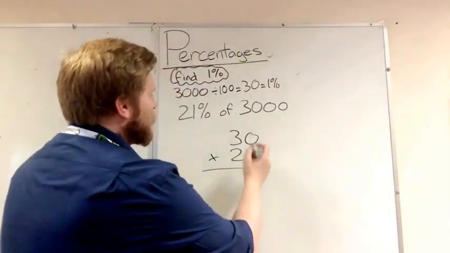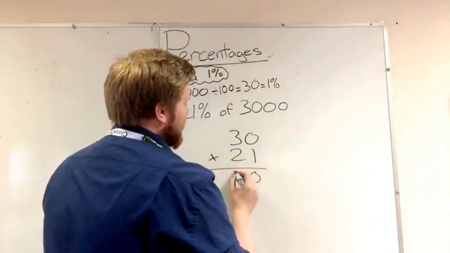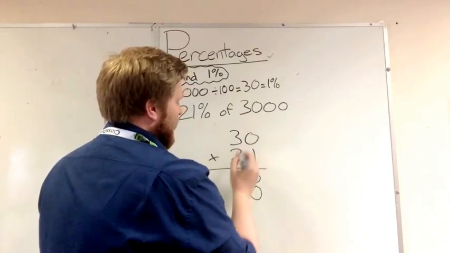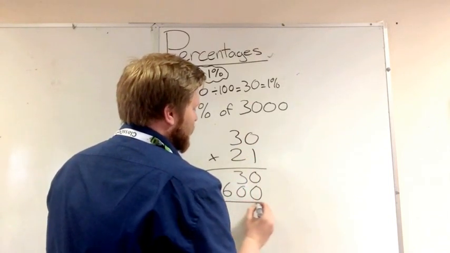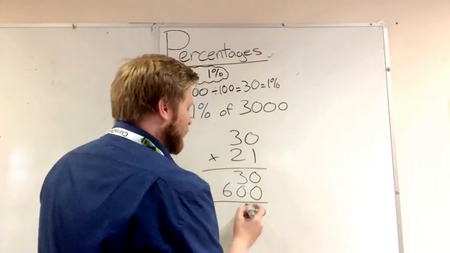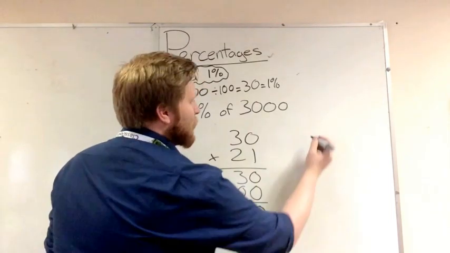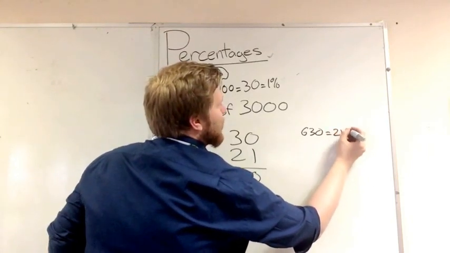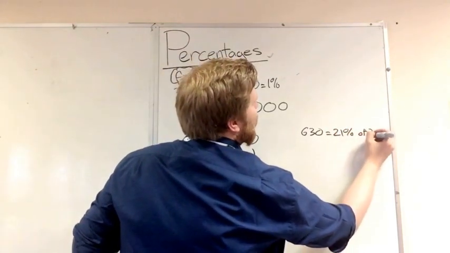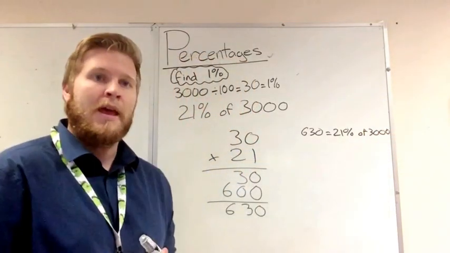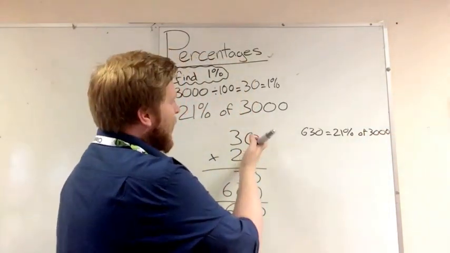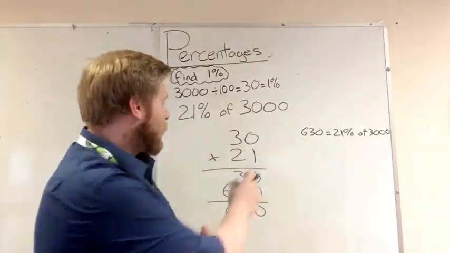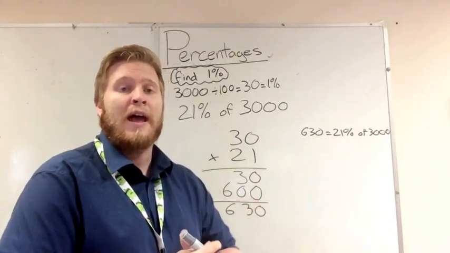Now, if we know that 1% is 30, we can times that by 21, and we will get our answer. Okay, so 1 times 0 is 0, 1 times 3 is 3. Move on to the second line, so put our 0 there, 2 times 0 is 0, 2 times 3 is 6. If you want a little recap on how to do multiplication, just check out the video on my channel. So 630 equals 21% of 3,000. Okay, so all we did there was multiply our 1% by how many percent we needed, and that will work with any numbers.